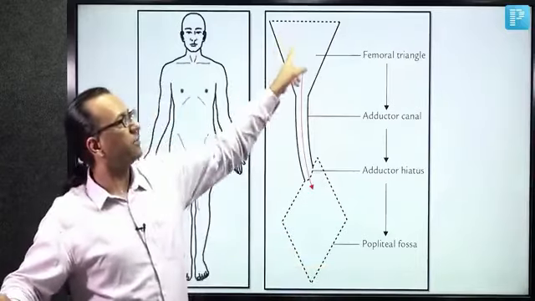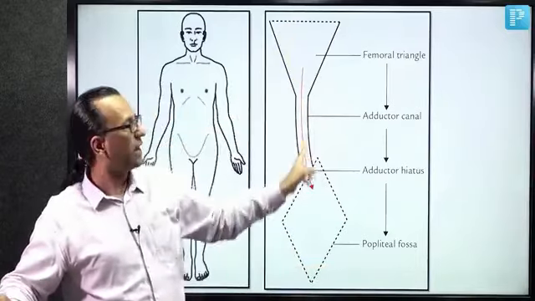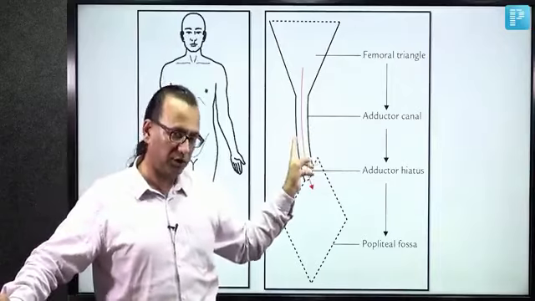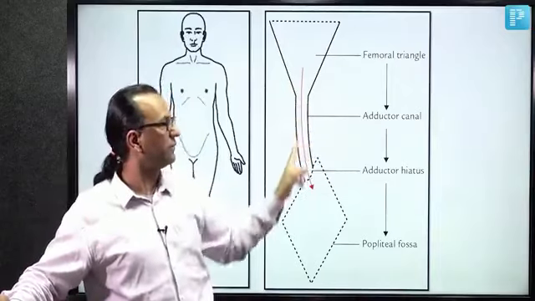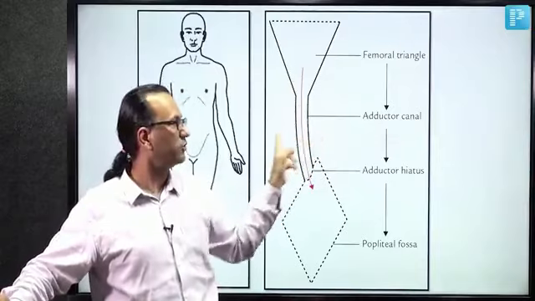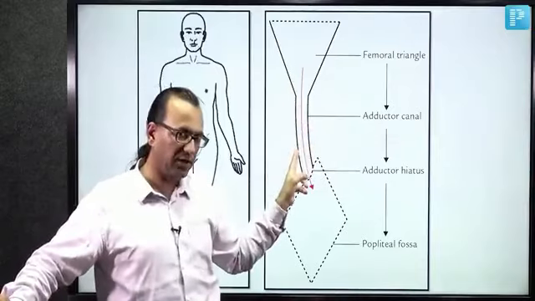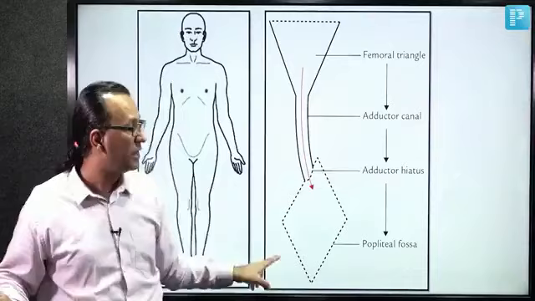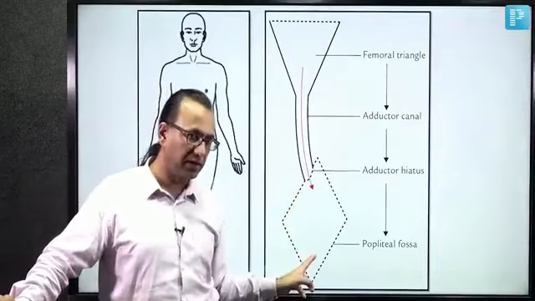In the femoral triangle, you have the femoral nerve, but it stops there, and in the adductor canal, it will be giving a branch, a cutaneous branch, which is called saphenous nerve, a branch of the femoral nerve. The femoral nerve does not come to the adductor canal, but this branch, the saphenous nerve, comes here, and when it comes to the popliteal fossa, they will have the tibial nerve.